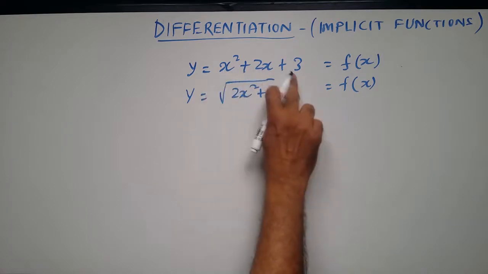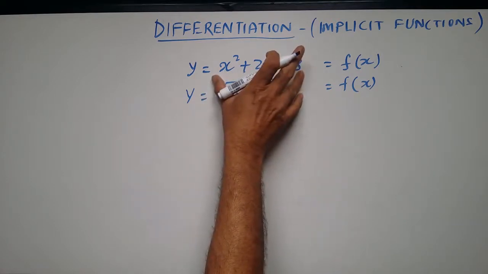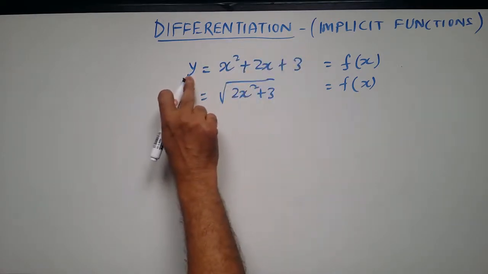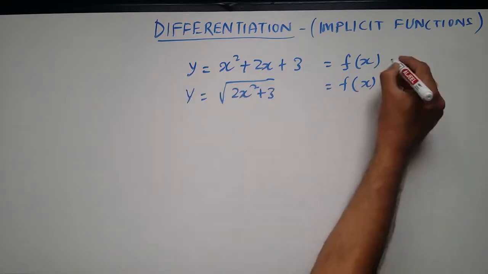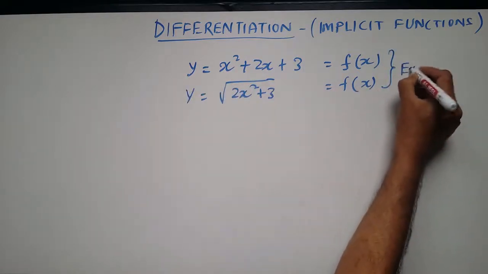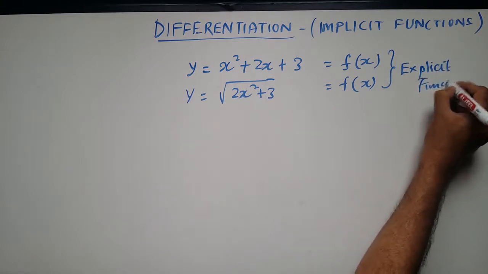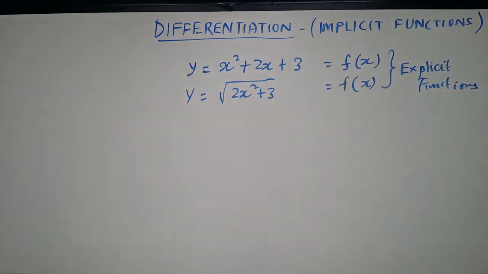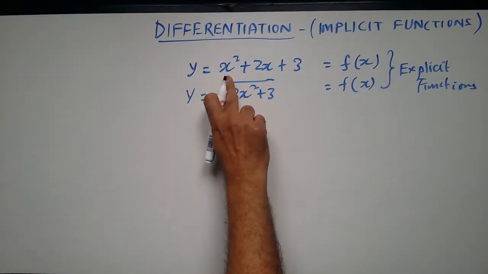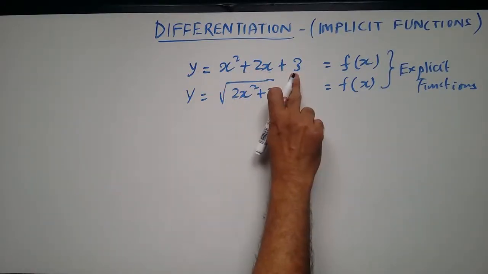That means all the terms containing x were on one side, and y could be on the other side. These functions are called explicit functions, where y can be expressed exclusively or explicitly in terms of x.